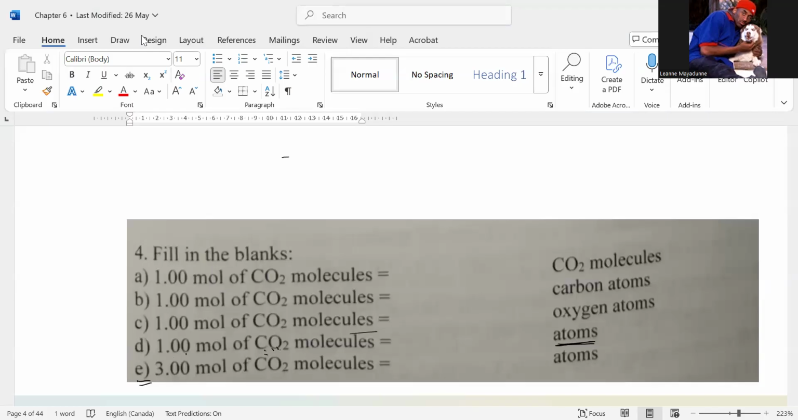I'm a bit confused. They're asking, 1 mole of CO2 molecules equals how many CO2 molecules? So this mole is converted to molecules. So mole to molecules, what is the conversion? 6.022. Yes, that's correct. So I can read it the other way: 1 mole of carbon dioxide is equal to dash carbon dioxide molecules.